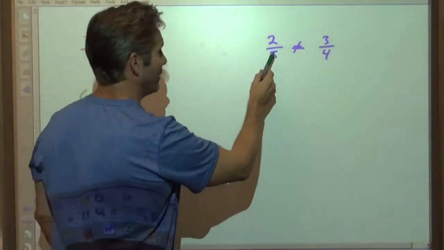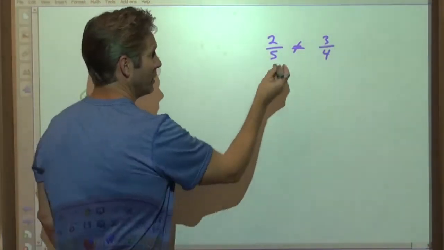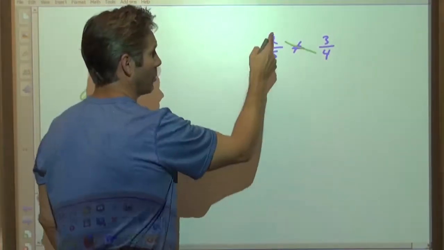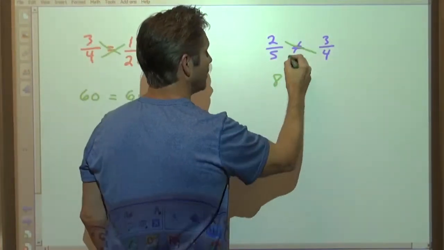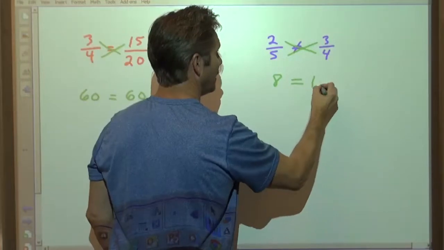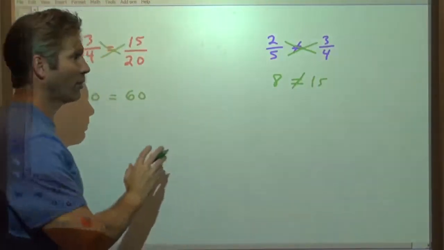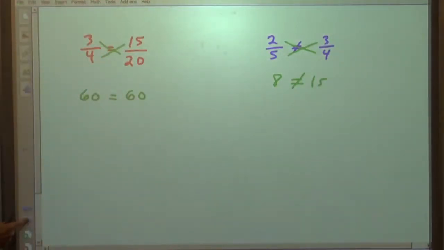But consider this, these are not equal fractions. So let's see what happens when we cross multiply. 2 times 4 is 8. 5 times 3 is 15. So their cross products are also not equal to each other.